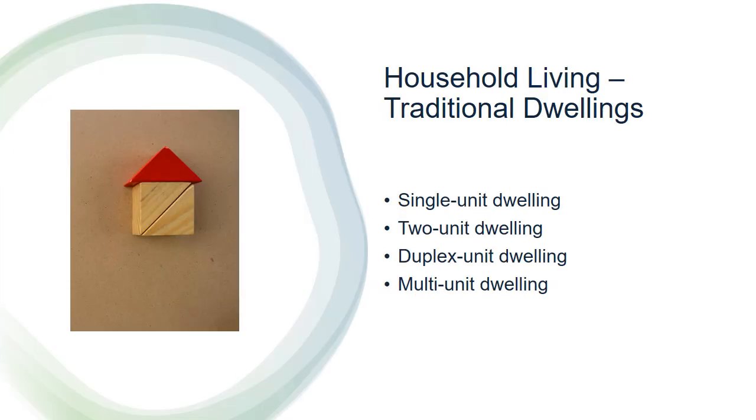The household living subcategory has 4 land uses: a single unit dwelling, which has one dwelling unit in one structure, a 2-unit dwelling, which has 2 dwelling units in one structure on one zoning lot, a duplex unit dwelling, which has 2 dwelling units in a structure that straddles the property line of 2 zoning lots, and finally, a multi-unit dwelling, commonly referred to as an apartment or condominium, which has 3 or more dwelling units in one structure.